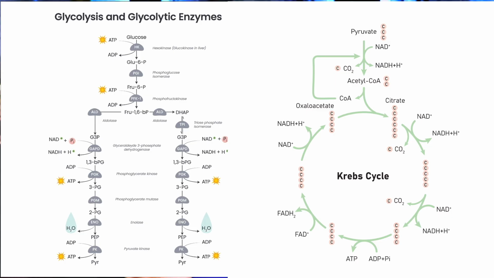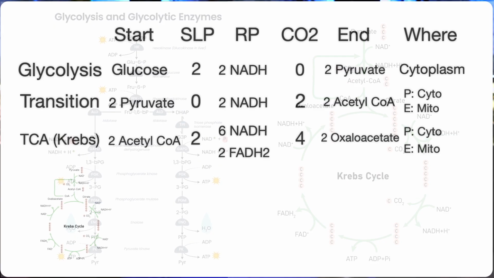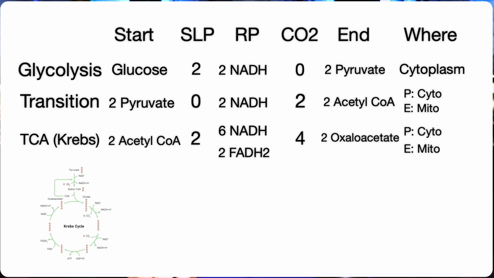But we focused on glycolysis, transition, TCA, and then what we did with these steps is we made a table, and this table was basically all of the important things that we needed to get out of those processes. And so the substrate level phosphorylation ATP, that's the SLP. We tracked reducing power in the form of NADH and FADH2, and we said, okay, what is happening? What are we starting with? What are we ending with in each one of these steps?